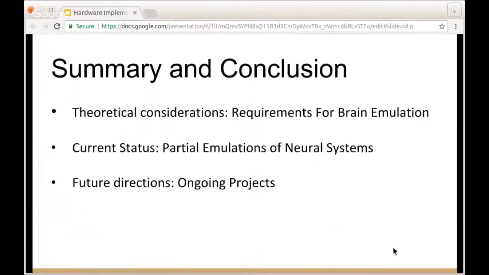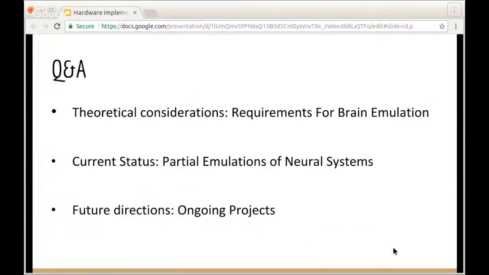And so, reaching the summary and conclusion, we talked about theoretical considerations, the enormous computational demands of whole brain emulation, and also the difference between emulation and simulation. We also talked about the current status. We reviewed different neuromorphic hardware projects, and we also talked about Spaun and a little bit about the future directions and the references. Thanks for listening to this talk, and I'm ready to hear your questions.